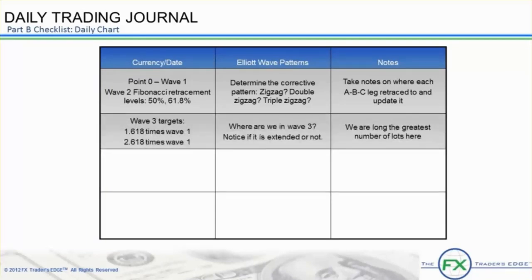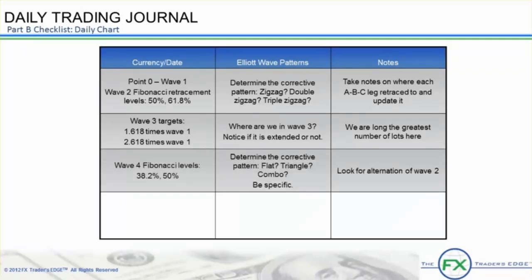When you are in wave 3, you will be calculating how far it has traveled relative to wave 1. When it goes higher than 100% of wave 1, or more than 100% of wave 1, you will then look for 1.618 of wave 1 and then 2.618 times the length of wave 1.